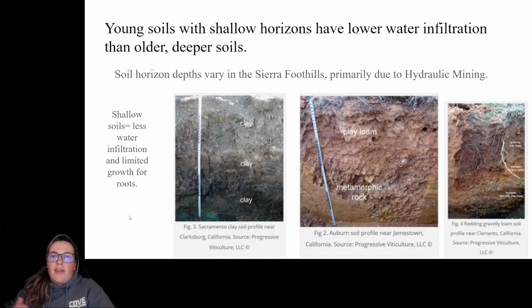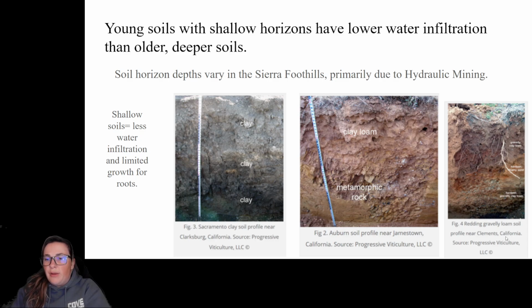But because of all of that movement of soil from blasting the hillsides, we have some really bizarre soil distribution, is what I'm trying to say. So we have a picture of a Sacramento clay soil profile. This is near Clarksburg. And as you can see, this is just different horizons of clay compacted together. Here in Auburn near Jamestown, we can see that there's a clay loam composition, and it's not very deep because right underneath it is metamorphic rock.